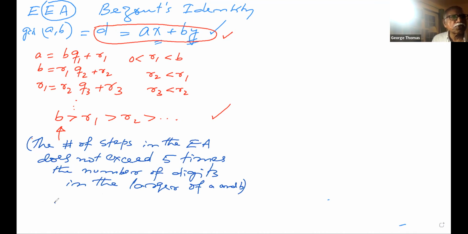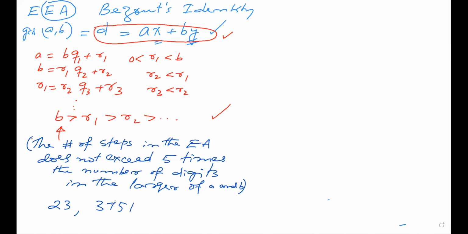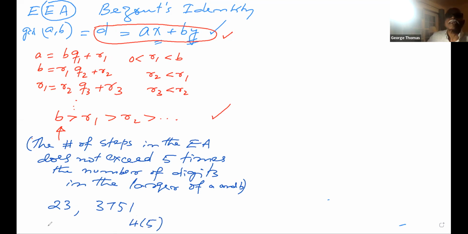Suppose A is 23 and B is 3,751. What does this say? What is the maximum number of steps here? The number of digits in the larger one is 4, so 4 times 5. There will be at most 20 steps in this Euclidean algorithm. Isn't that beautiful?